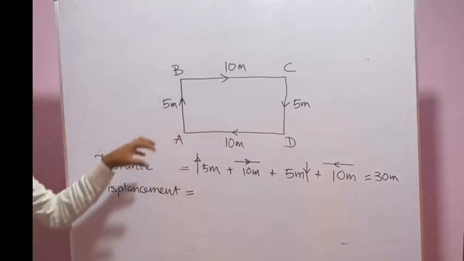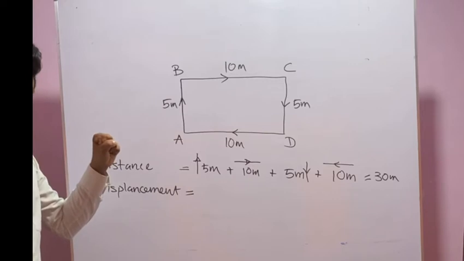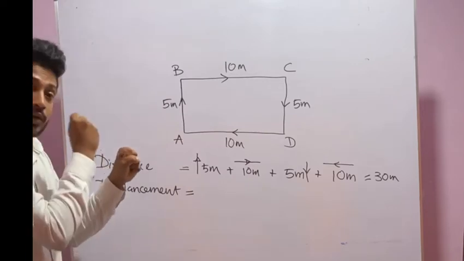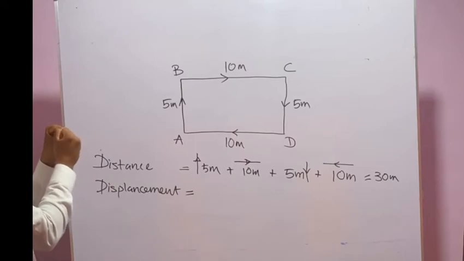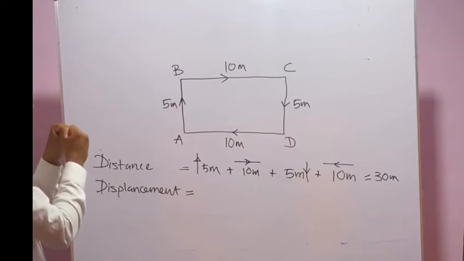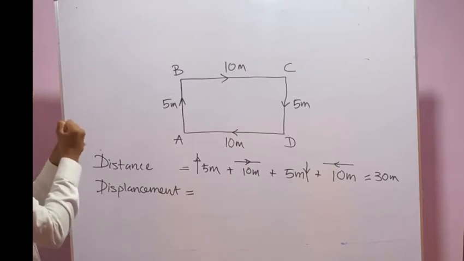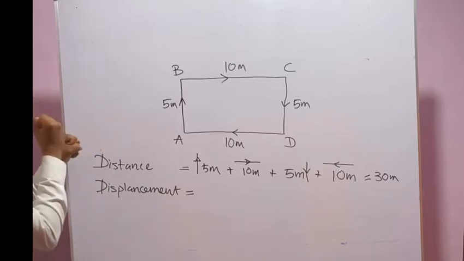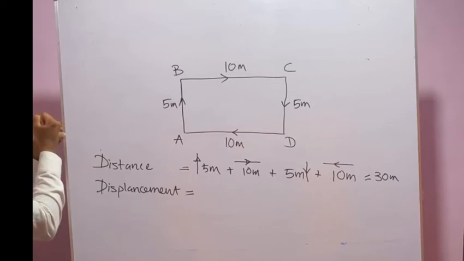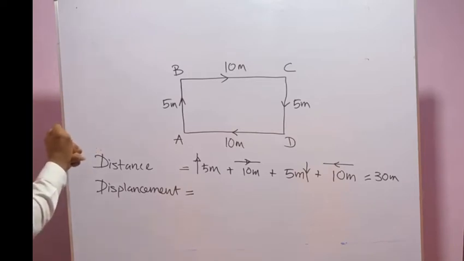Because of that, the start position is A and the end position is also A. There is no straight line distance between the two positions, because those two positions are the same position. Okay, because of that, they do not have a straight line distance.